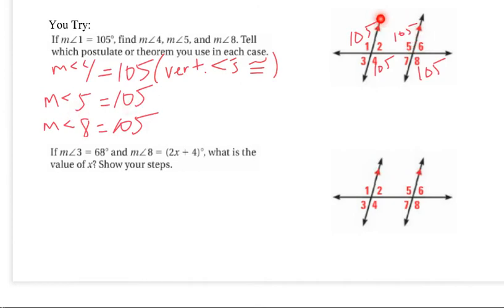For the next question, if measure of angle 3 is 68 degrees, and our measure of angle 8 is 2x plus 4.